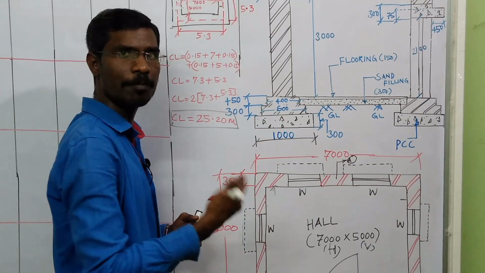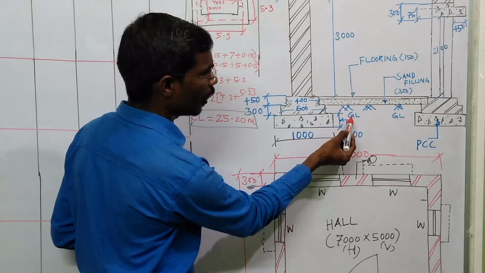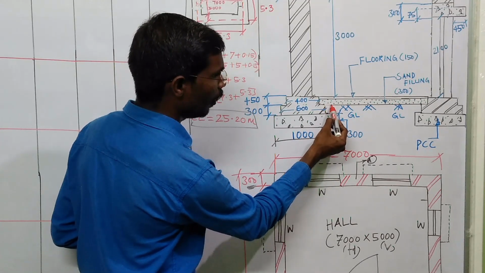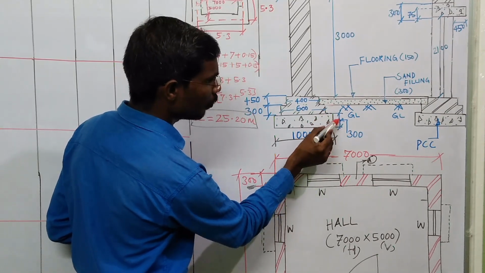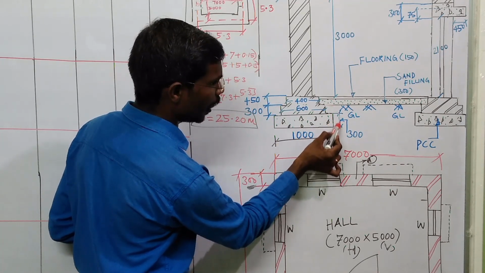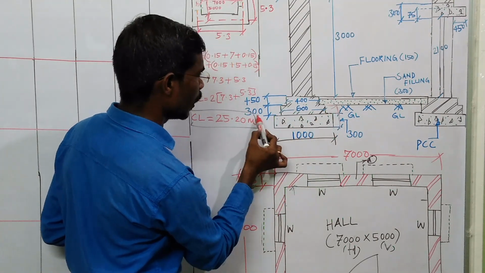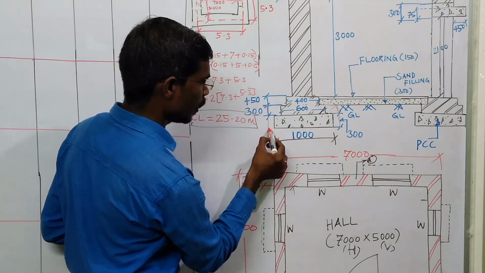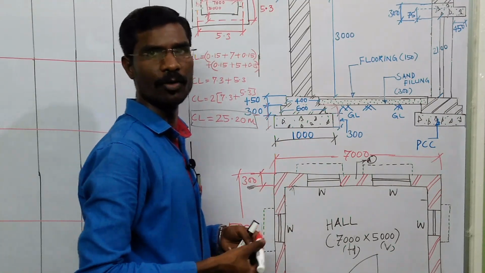So how much depth do we need to excavate? The total depth of foundation, this is your ground level. From the ground level, how much depth do you need to excavate? So this is the 300, the PCC 300. This is a 300 mm depth plus this footing 300. So totally this 300 plus this 300 you need to excavate. Total 600 mm we need to excavate.